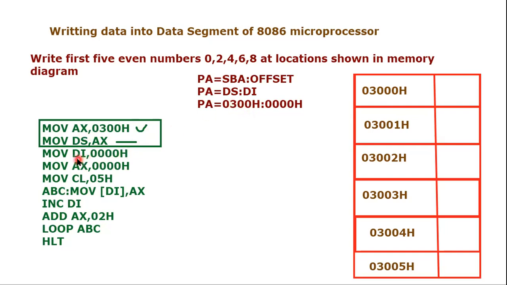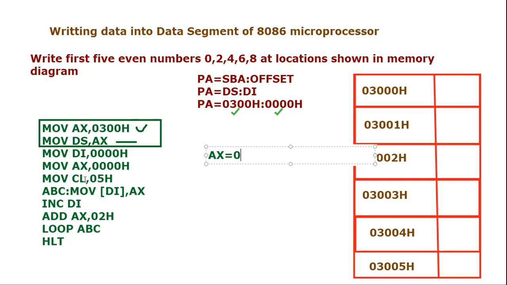Next, I'm moving 4 times zeros in hexadecimal into the destination index, DI. So in just two lines we achieve the values of DS and DI. Next, we develop the logic. The number zero starts at 0, so MOV AX, 4 times 0. The value of AX will be equal to 0 in this line.